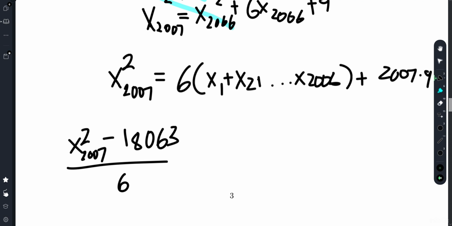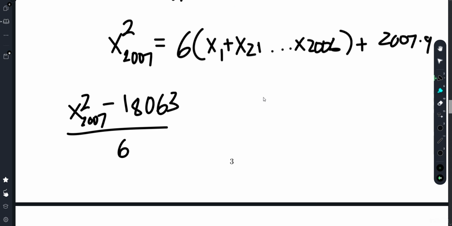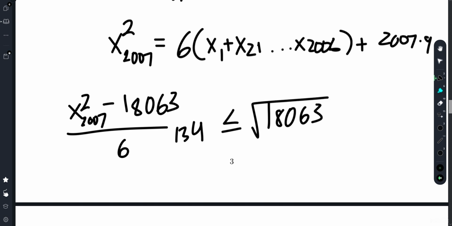And so what is the square root of 18063? I'm just going to use a calculator, but on the real test, this is not too hard to figure out. We can just test values. Obviously, 100 will not work, but 200 is too much. And so after testing, we get that the square root of 18063 is greater than 134 and less than 135.